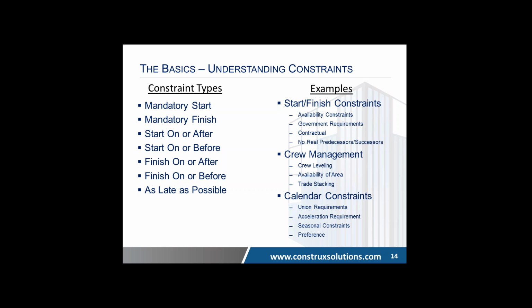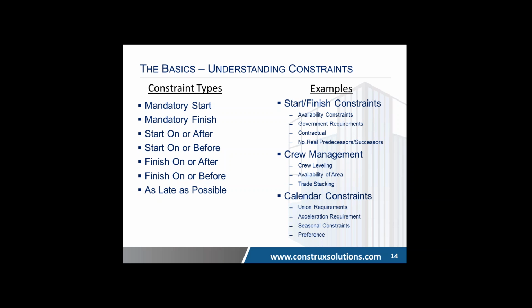Examples of start-finish constraints: availability of areas, or for instance, if I don't want to start concrete until the spring, that would actually constitute a calendar constraint, but similar, it would be I do not start until the spring. That's an availability. Government requirements, sometimes at airports or any other projects, the government may require certain activities start on a certain day or later or before. Contractual requirements. And then if there are activities that just don't have a predecessor or successor that you could even think of, but around the time that it's supposed to get done, and you prefer to put in a start and finish constraint, you can do that.